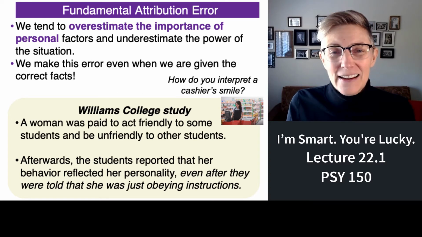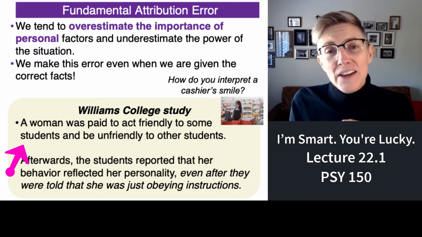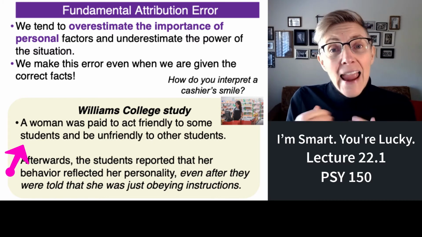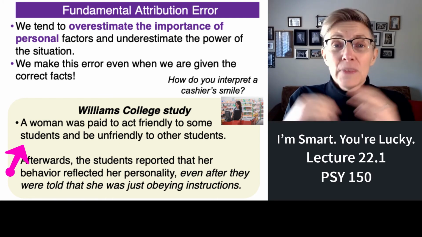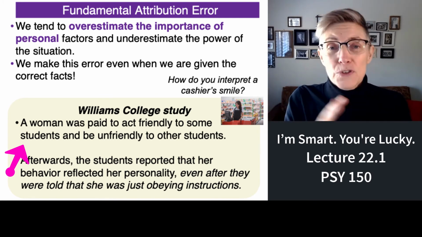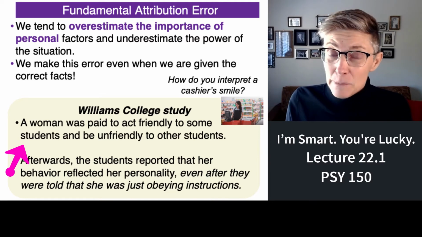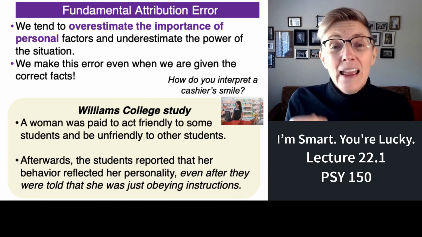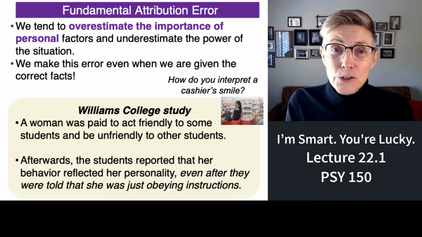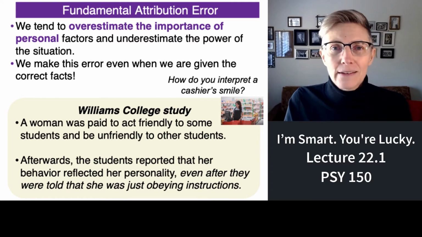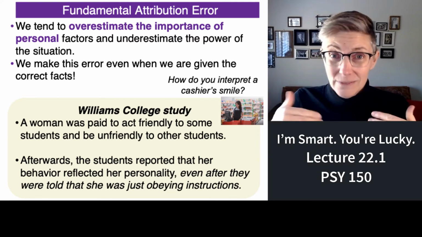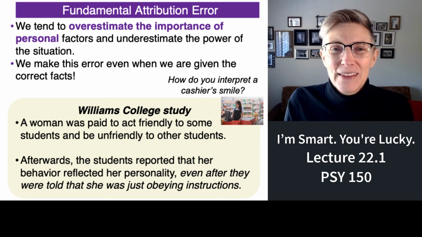In this study, the experimenters hired a woman to walk around campus and to be friendly to some people and to be unfriendly to other people. Okay? So all the study consisted of was a woman walking around being either nice to people or not nice to people. And then the experimenters walked up to each person after she had interacted with them and asked, I just saw you interacting with this woman, what's she like? So they're asking for an attribution.